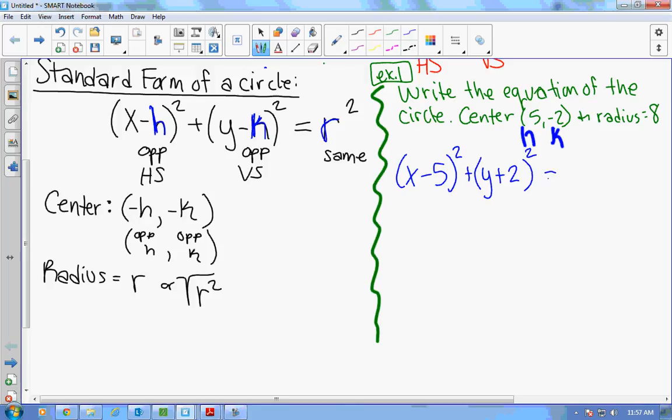Now this equals the radius squared. The radius is 8. So if we square it, we get what number? 64. That is the equation of the circle, and in just a sec we're going to draw that. Let me get rulers for all of you to help with straight lines.